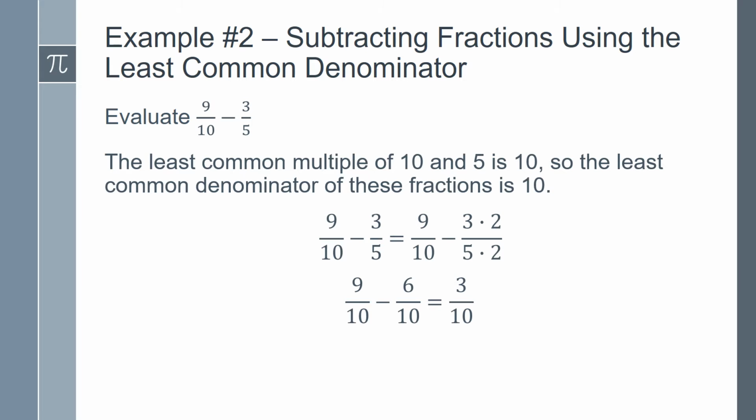We carry over the denominator and we subtract the numerators. 9 minus 6 equals 3. And this is simplified, so we're done. 9/10 minus 3/5 equals 3/10.